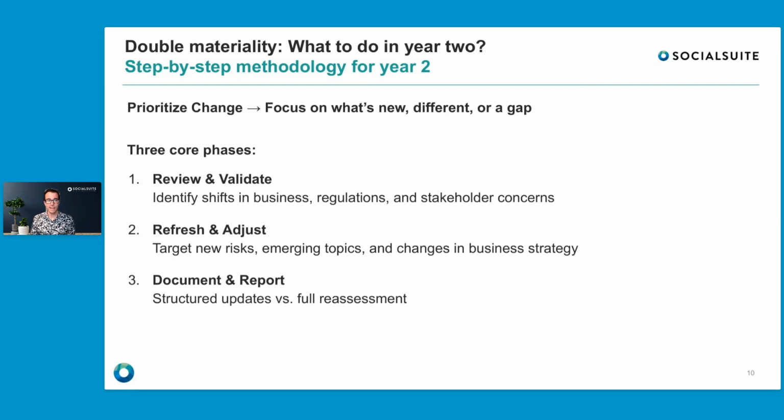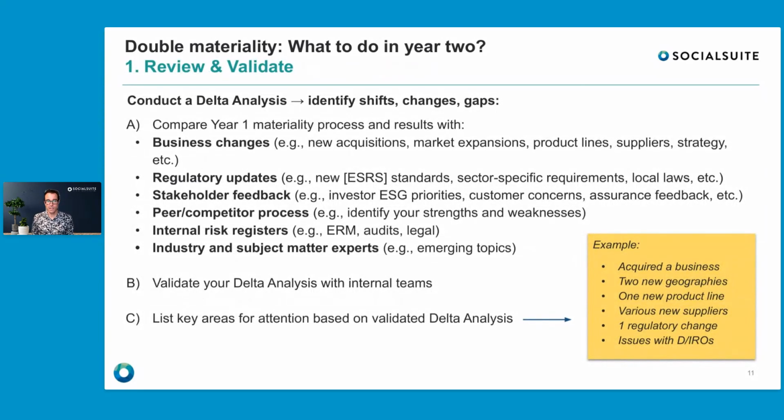So let's unpack these 3 phases. Let's start with review and validate. What we want you to do to start with is, let's call it a delta analysis. This is going to look at where those changes are, what is different, what are the shifts that you can identify, the changes and the gaps. So you want to take that year 1 materiality process and the results, everything you've done in that first year, familiarize yourself with that, and then think about where you are right now. What is the difference from then till now?